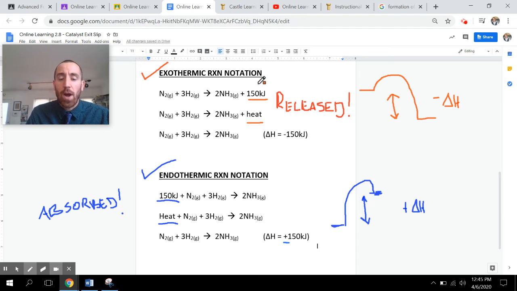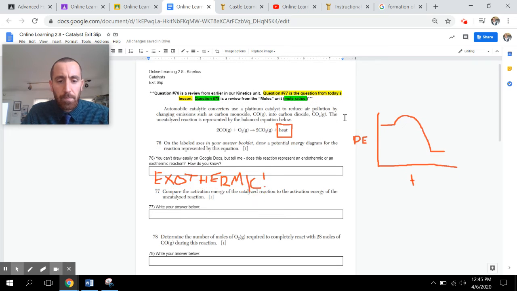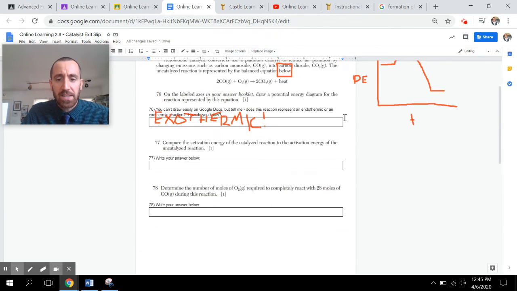When you see they write the heat, either the numerical form of the heat or they just write the word heat, when they include the heat in the equation, if it's a product, it's exothermic, the heat is released, and the delta H is negative. When they include the heat in the equation and it's a reactant, okay, we're going to consider that endothermic. Heat is being absorbed and the delta H is positive. Okay, all right, so that was the major misunderstanding that I saw. Go back to your exit slip here. See if it lets me go over those last two.